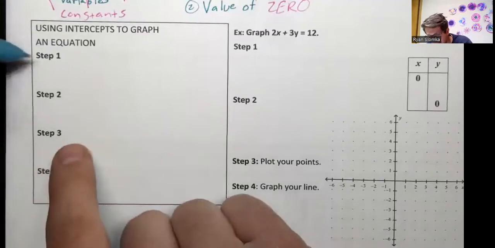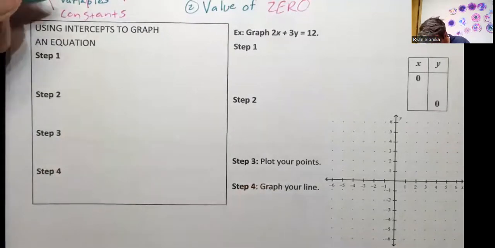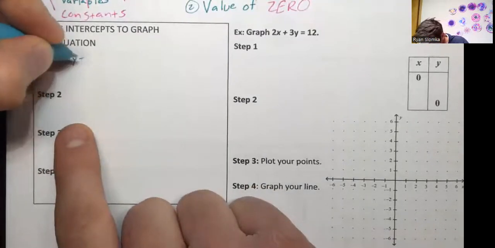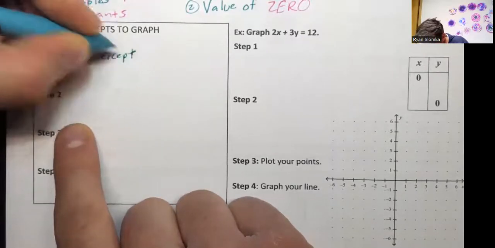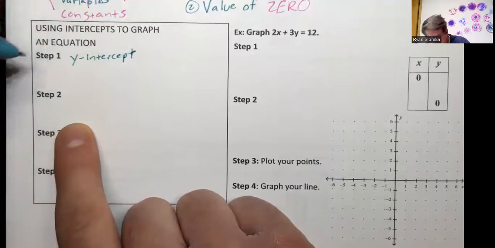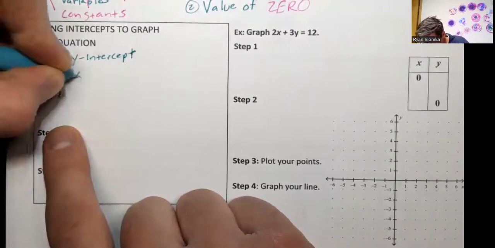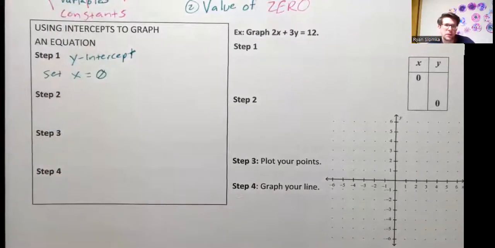So first part, step number 1, we are going to find the y-intercept. We are going to find the y-intercept by setting x equal to 0. That's going to be our first move.